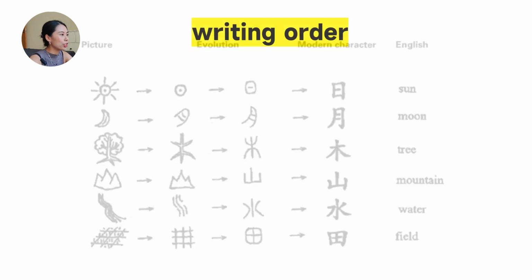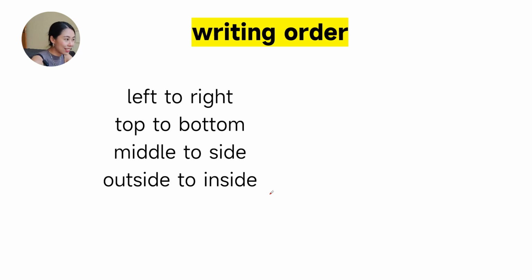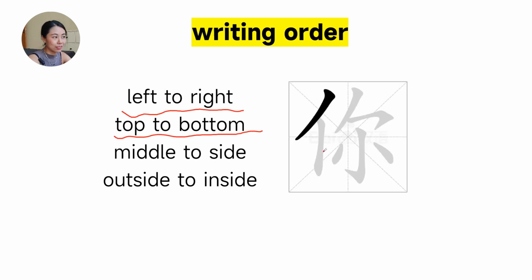Okay, and move on to the next one, which is the writing order. So we always write from left to right, top to bottom, middle to side, outside to inside. So I'm going to show you one example from left to right and from top to bottom, okay? So now we have a word, 你. This is you, me.